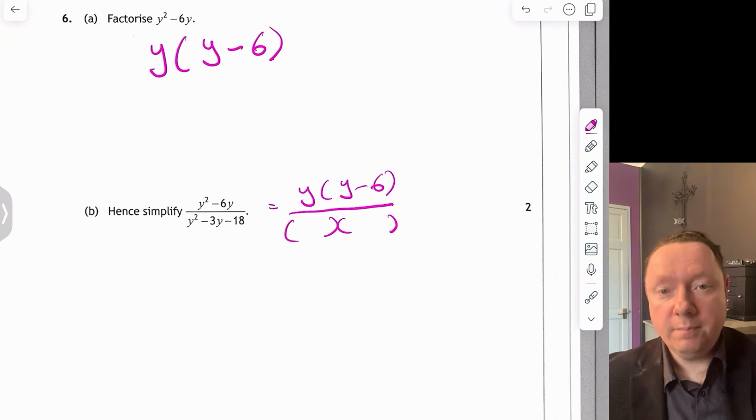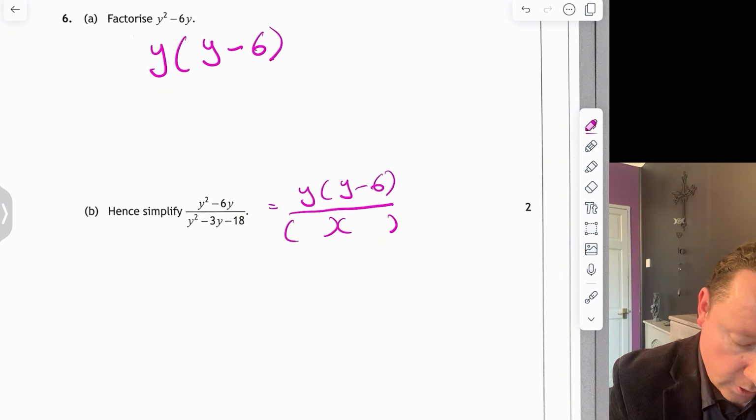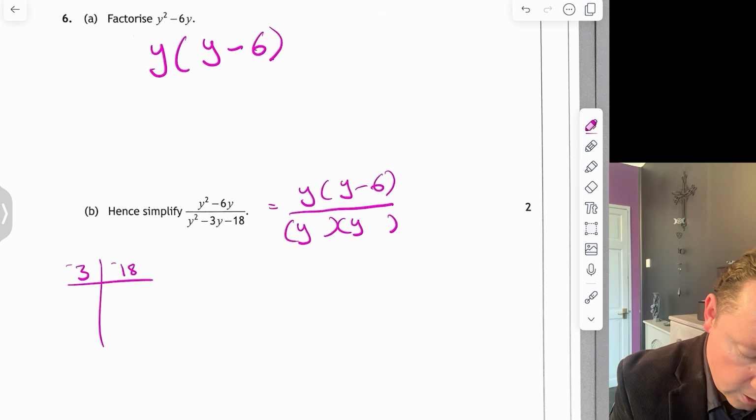Now, you should be able to surmise or guess that you're going to get y minus 6 in one of them. But let's just check. You get y and y, and if you're not sure, you're looking for two numbers that times to 18 but add to 3. Just then we've got a note with minuses. So 1 and 18 doesn't make 3. 2 and 9 don't add or take away to make 3. 3 and 6, well, they do add or take away to make 3. So I want minus 3. So it's minus 6 plus 3 is minus 3.